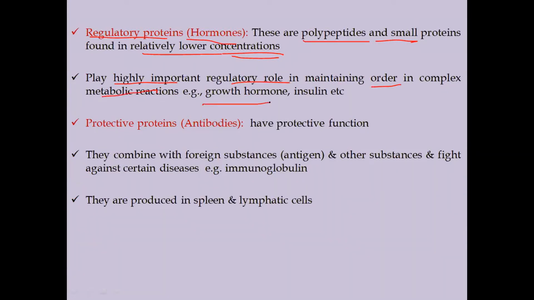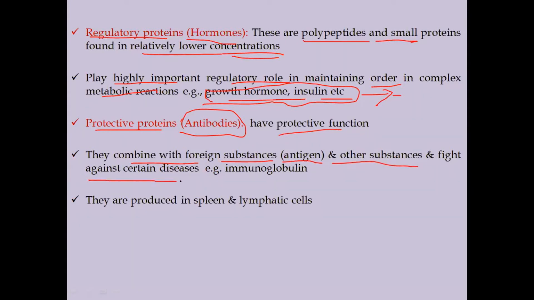For example, growth hormones and insulins, and we know that growth hormones and insulin play an important role inside our body. So these are the examples of regulatory proteins. Next are the protective proteins, which are also known as antibodies. They have a protective function. They combine with foreign substances, for example, antigens and other substances, and fight against certain diseases.